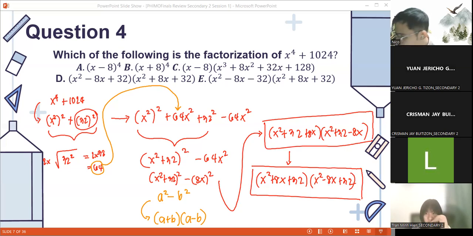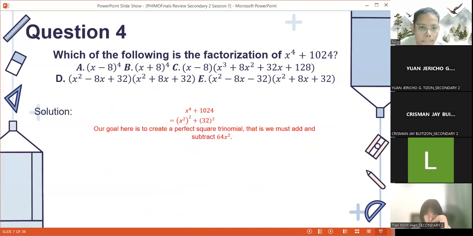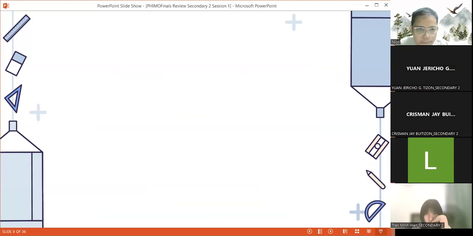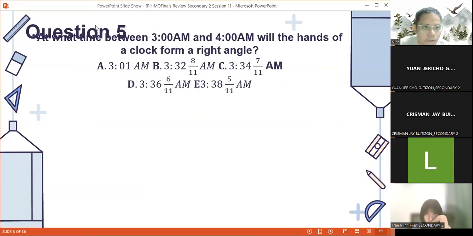Okay, let's have number 5. There's a copy here of the solution, so I think it's just the same as my solution. Number 5: at what time between 3 a.m. to 4 a.m. will the hands of a clock form a right angle? Since it's a right angle, that would be 90 degrees, right?